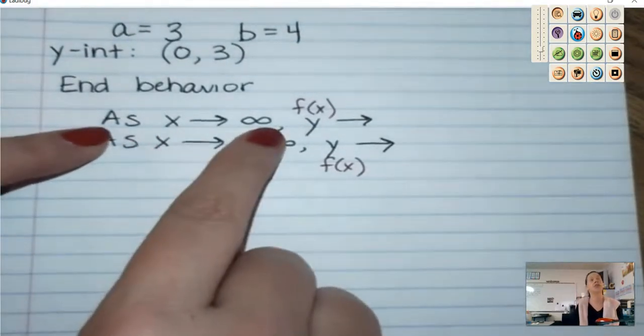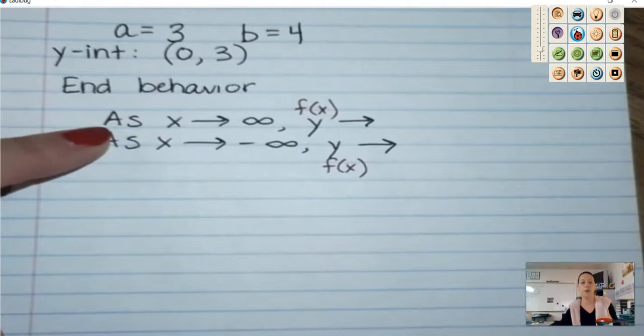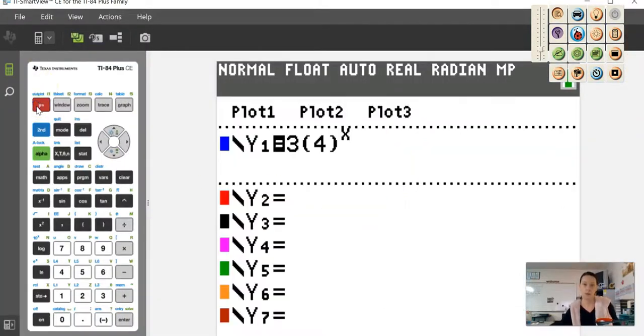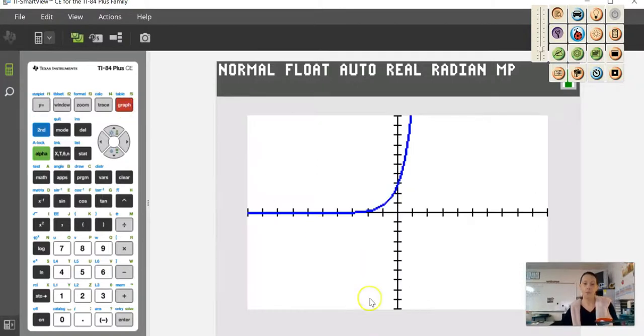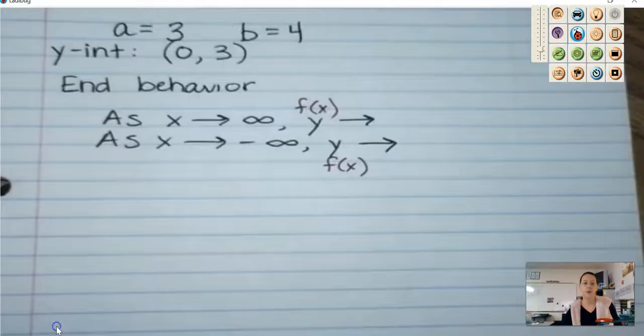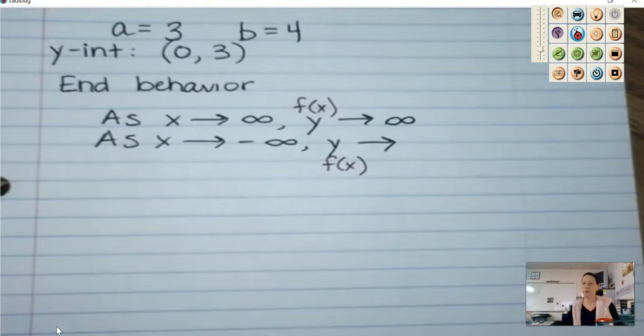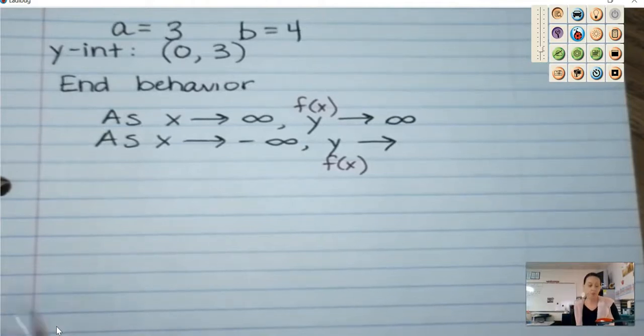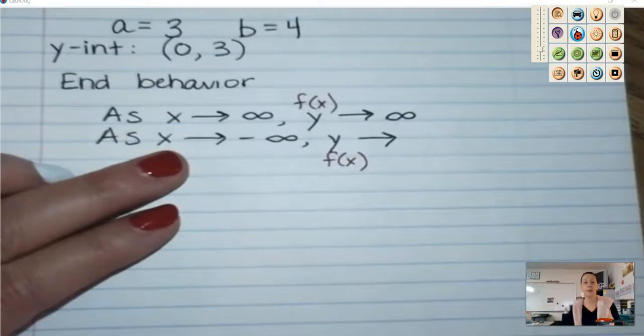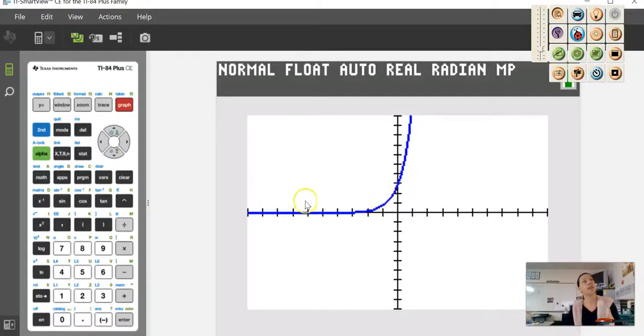Okay, so let's look at our graph. As x is approaching infinity, as x is getting bigger. Is this the right equation? Yeah. So as x is getting bigger, as x is going to the right, the y values are going up. The graph is going up forever, so that means it's getting closer to positive infinity. As x is getting closer to negative infinity, so as x is getting smaller, that blue line is getting closer and closer to the x-axis where y is 0. So it's getting closer to 0.